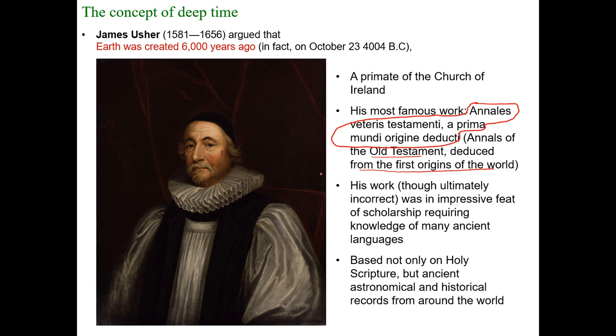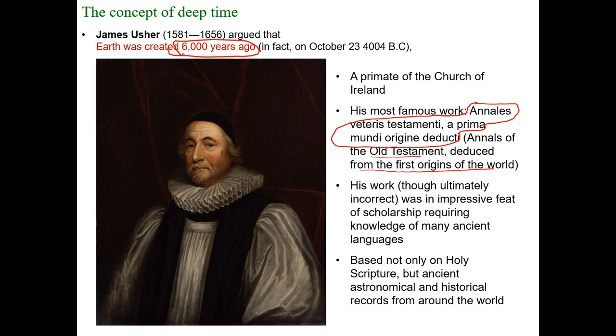And in this, he went based on a lot of things, not just Holy Scripture, but a lot of historical documents and a lot of astronomical records. He used historical documents, the Old Testament, the oldest manuscripts available, and the oldest astronomical observations available to try to figure out the age of the Earth. A lot of people like to make fun of this guy because he came up with an age of the Earth of only 6,000 years.